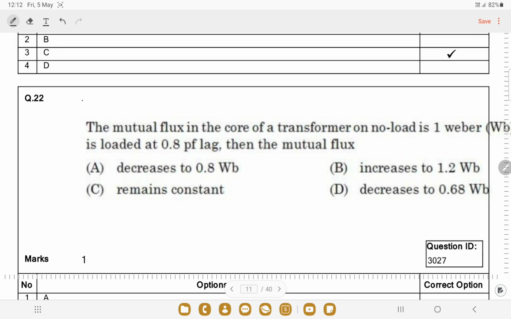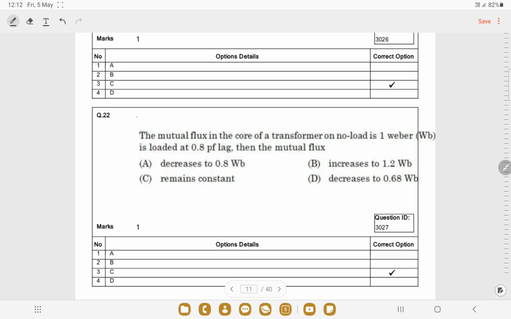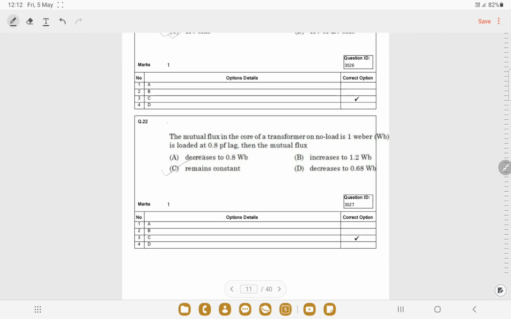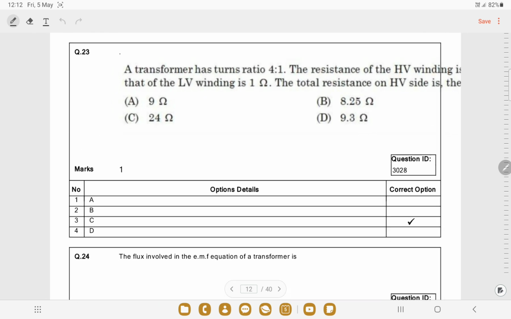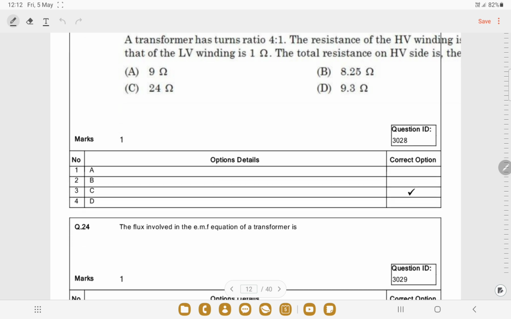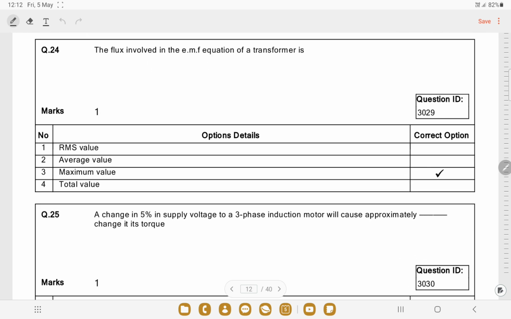Next, it is given the mutual flux in the core of a transformer on no load is 1 Weber, and it is loaded at 0.8 power factor lagging. Then the mutual flux will remain constant. So it will be option C. Next we have a transformer turns ratio. Again, the question is not completely given, so we'll skip this question.